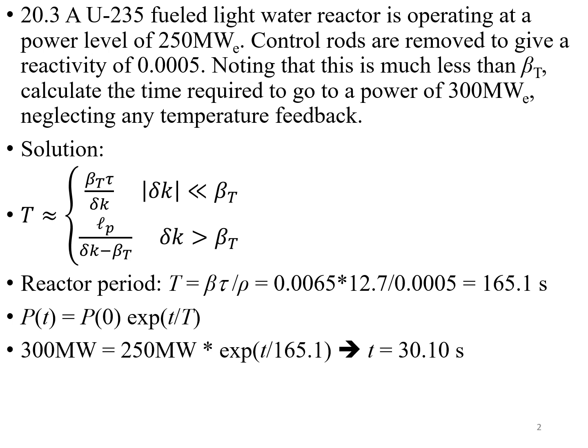Problem 20.3. A uranium-235 filled light water reactor is operating at a power level of 250 megawatt electric power. Control rods are removed to give a reactivity of 0.0005. Noting that this is much less than the beta, calculate the time required to go to a power of 300 megawatt E, neglecting any temperature feedback.